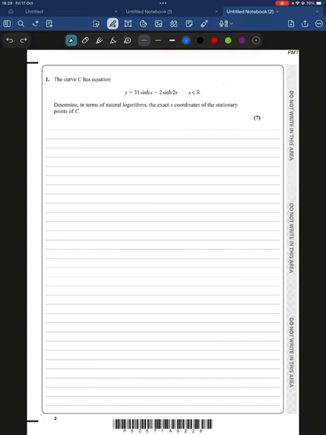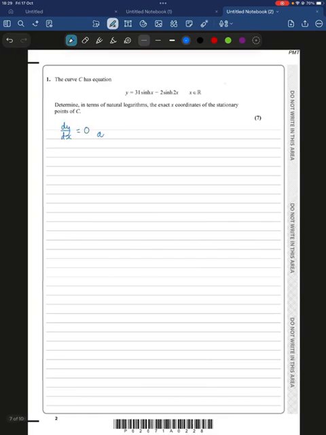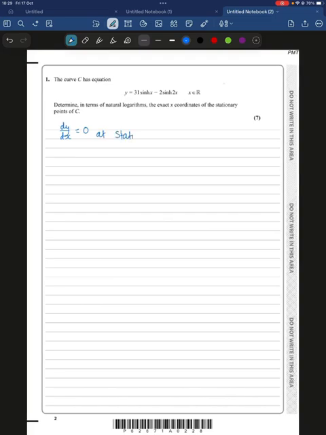So determine in terms of natural logarithms. Natural logarithms, we know we're going to be using arsinh at some point. The exact coordinates of the stationary points of C. Right, stationary points, dy by dx is equal to 0. So dy by dx equals 0 at stationary points.